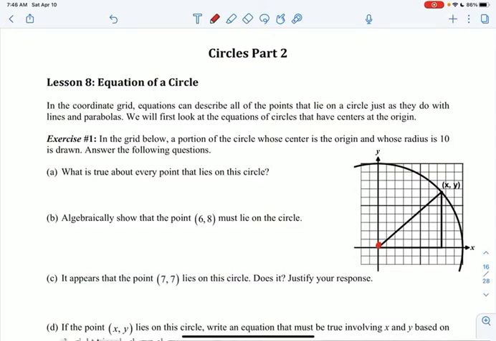What is true about every point that lies on the circle? So this point up here that I'm drawing, we can actually count. It's 10 away, all right? And this point over here on the x-axis, we can count. That's 10 away. Now the other ones I can't necessarily count because they're not a vertical or horizontal line, but every single point on this circle, no matter where it is, has to be the same distance away, and that distance away is going to be the radius. So it's the same distance from the center.